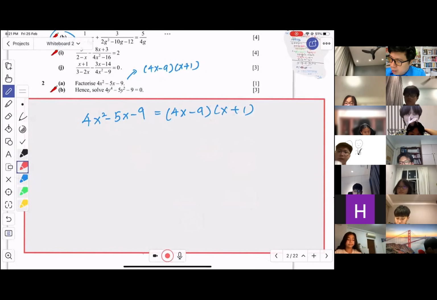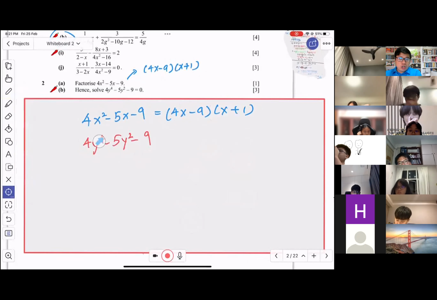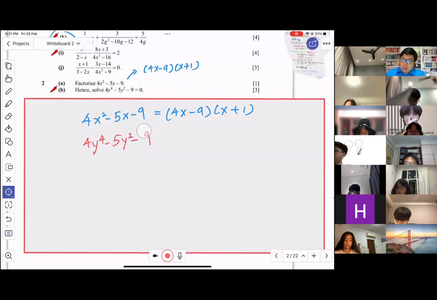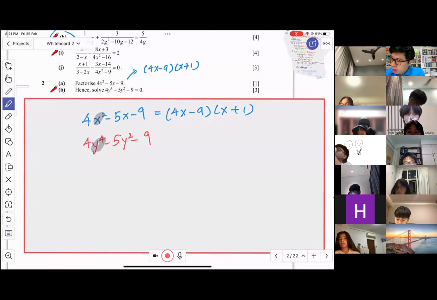Now, in part B, you look at y to the power 4 minus 5y squared minus 9. Do you realize that the structure of the equation looks quite similar? The constants are actually the same. So if you look at this, you see these two are the same, correct or not? They are the same.